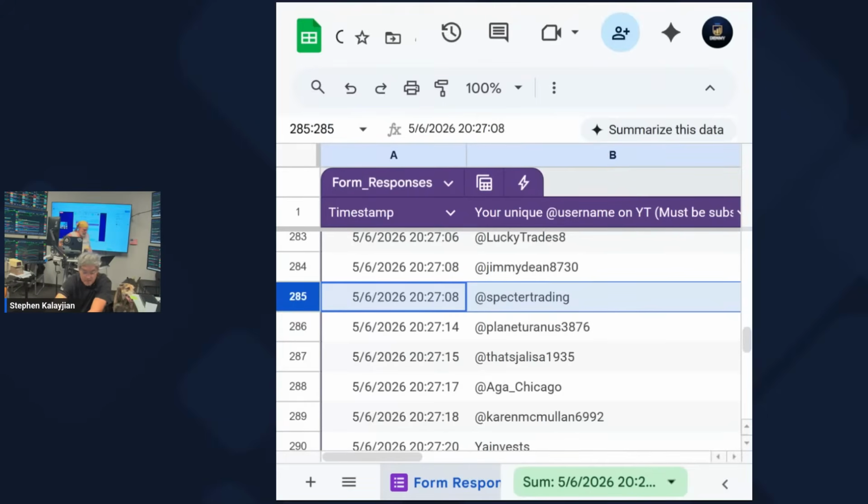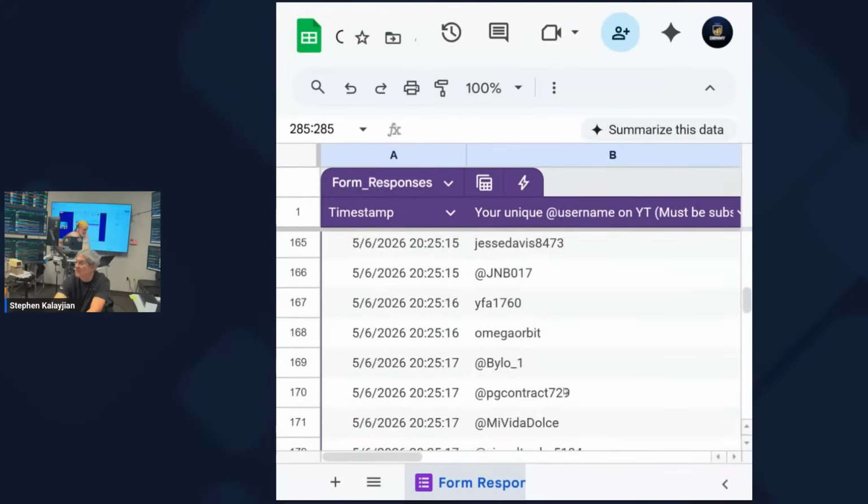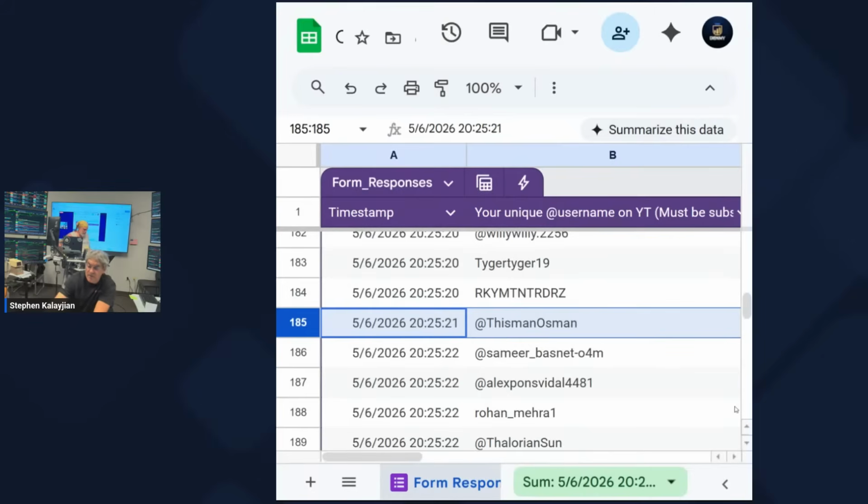Spectre Trading. Yep, they're here. Number 4. That's great. Okay. Let's go 185. Look at the 185.